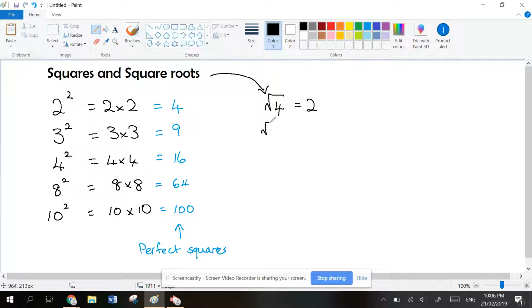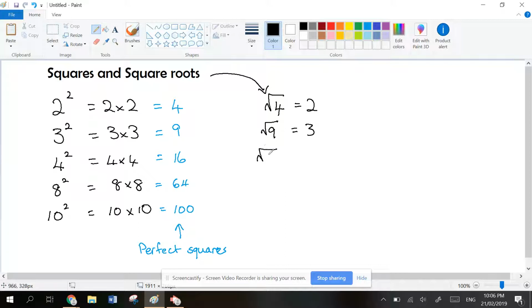If I asked you for the square root of 9, you're asking yourself, what times what gives you 9? Or what squared gives you 9? The answer is 3, because 3 squared gives you 9. Remember, it's just a 3, don't put the square on it.